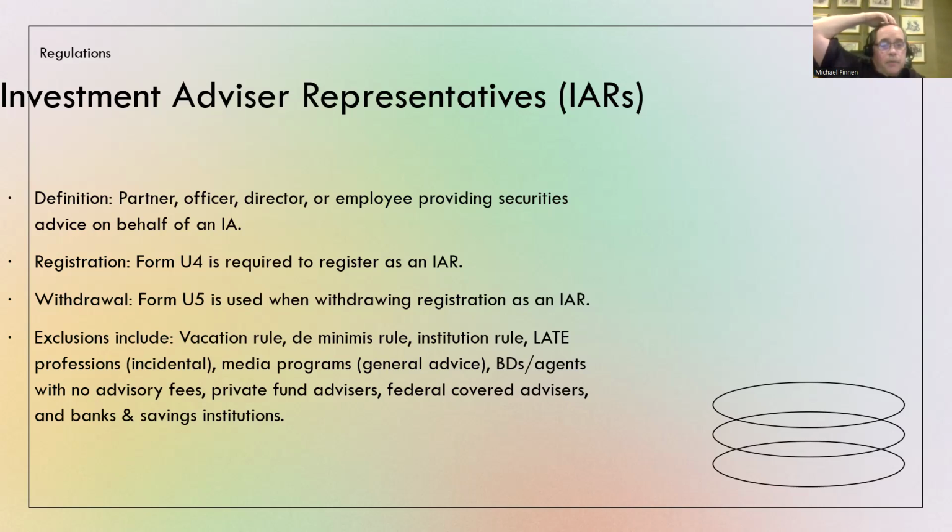All right. Here are some of the exclusions that go along with the IAR, investment advisor rep. You have the same vacation rule we talked about earlier. If you have a client who's visiting another state and they're on vacation, and they have to be a present client, you can't solicit a new client using this vacation rule. De minimis rule we talked about, right? Five or fewer retail customers in a state and you don't have an office, you don't have to register. Institutional rule, we talked about.